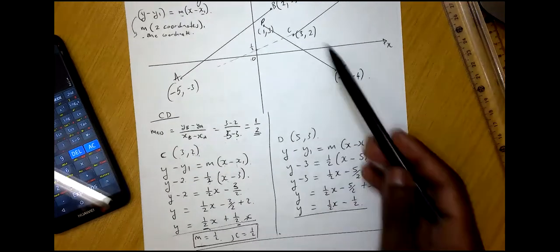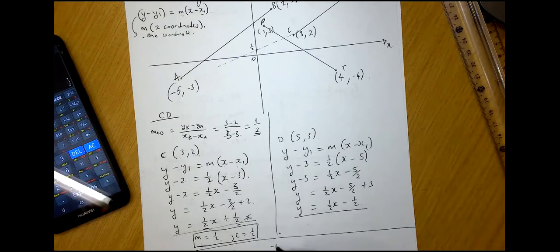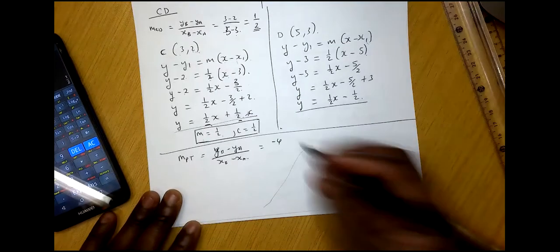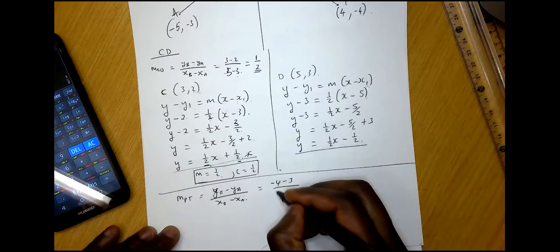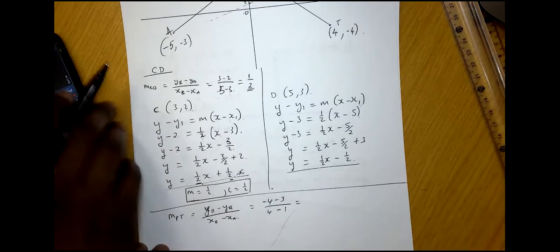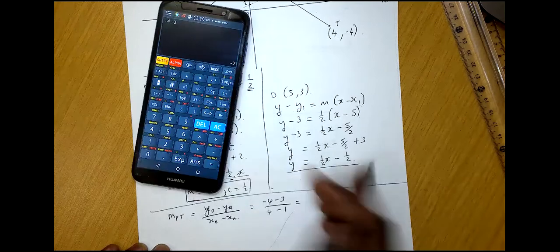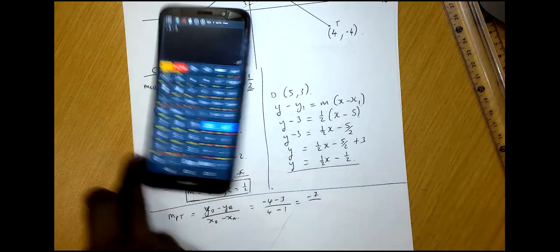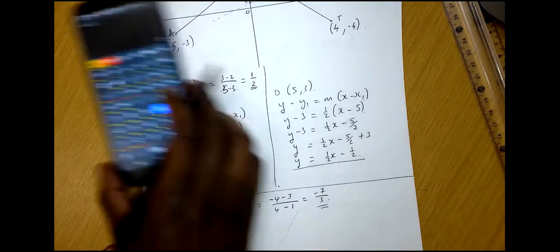We're going to say, what is the x value here? Sorry, the y value. Here it's minus 4. So minus 4 minus 3 over 4 minus 1. Then what do we get there? Minus 4 minus 3 is minus 7, over 4 minus 1 which is 3. So what we get here is minus 7 over 3. That's your gradient here.